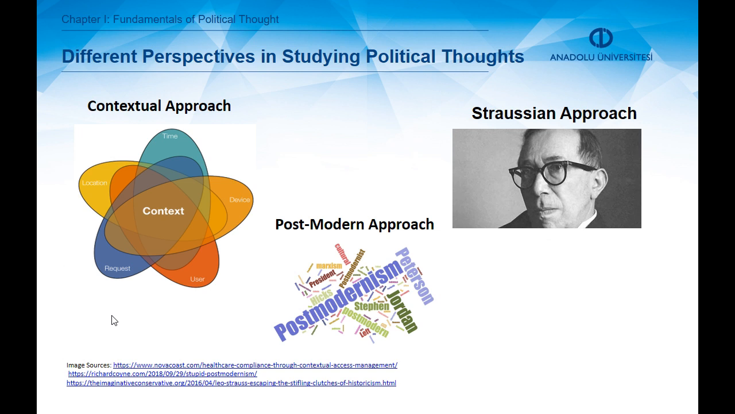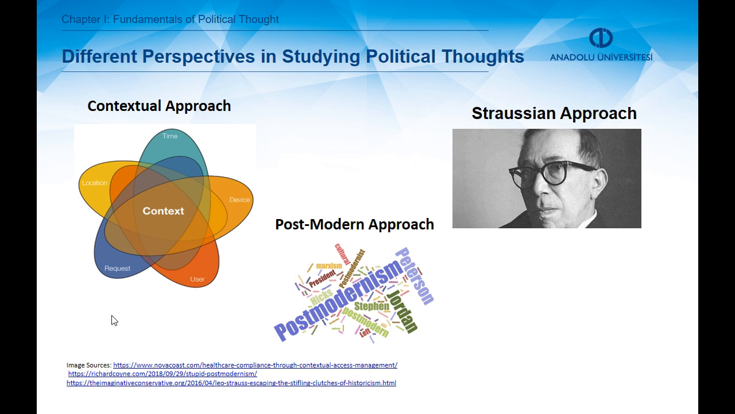The second perspective is a bit different from this contextual approach. It is called the Straussian perspective, or Straussian approach. This approach is against the contextual approach, and it emphasizes that to historicize the ideas of the great thinkers in political thought constrains and limits their ability to explain social reality, and we are going to lose their significance if we historicize those ideas. So for the Straussian perspective, certain political ideas are transcendental ideas that are beyond time and space, and always crucial for all societies.